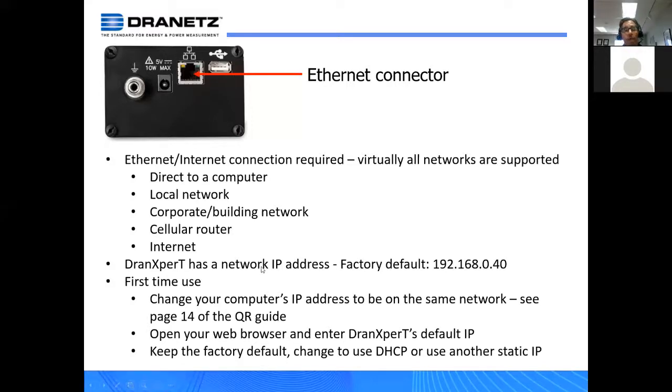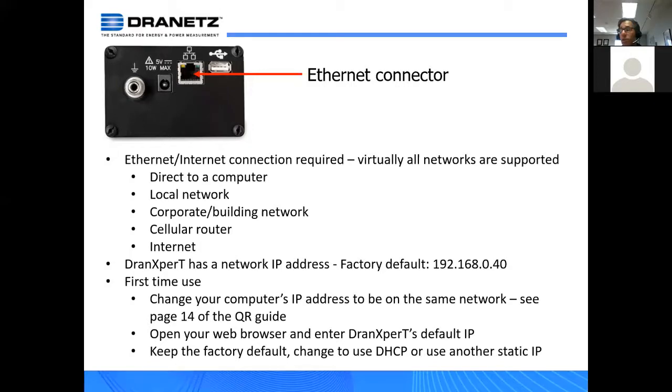Now, in order to communicate with this, you need to most likely change the IP address on your computer so you can talk directly to DranXperT. In your computer's network, for the first time again, when DranXperT comes from the factory, your computer's network settings need to be changed to be on the same network. And what that really means practically is you change your computer's network to 192.168.0. anything but 40 in the range from 1 to 254. Okay, that number is completely arbitrary when you're doing a one-to-one connection. And that's when you would connect to DranXperT for the first time. And that is done just via a web browser.